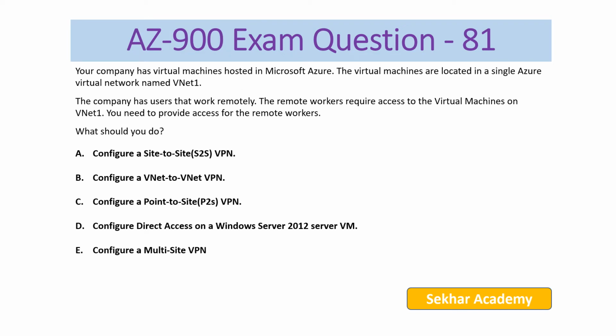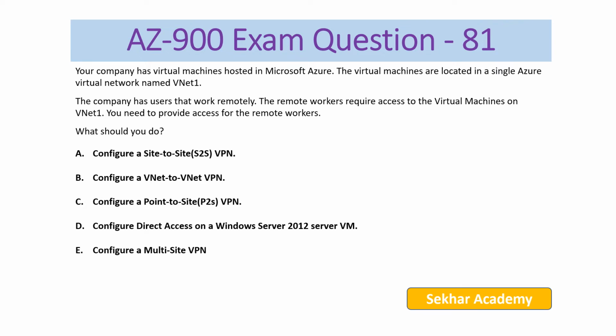So AZ-900 exam question number 81. Your company has virtual machines hosted in Microsoft Azure. The virtual machines are located in a single Azure virtual network named VNet1. The company has users that work remotely. The remote workers require access to the virtual machines on VNet1. You need to provide access for the remote workers.